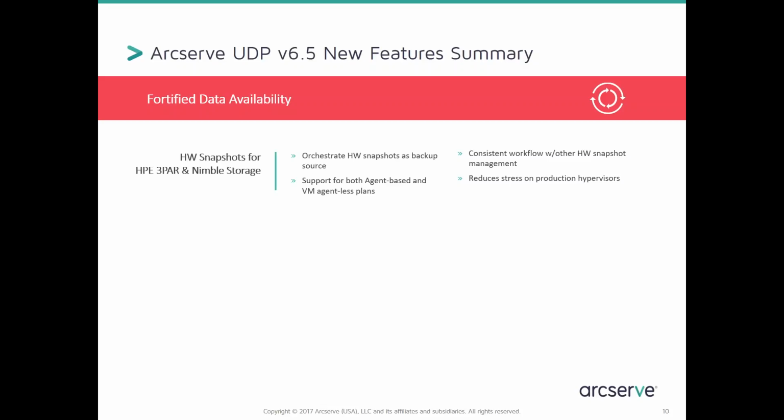array-based systems. So in UDP version 6, we introduced hardware snapshotting by adding support for NetApp arrays. We also, in an update in UDP 6, added support for Nimble arrays for Hyper-V and agent-based backups. And now in 6.5, we've further enhanced that by adding support for Nimble for VMware. So now we support all Hyper-V, VMware, and agent-based backup for Nimble. We've also added that support for HPE 3PAR arrays.